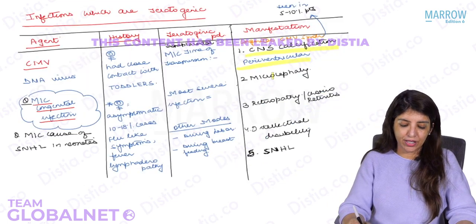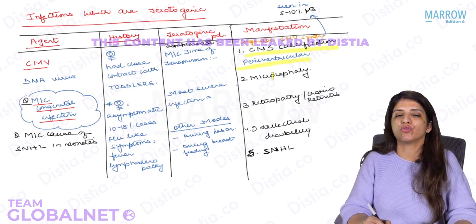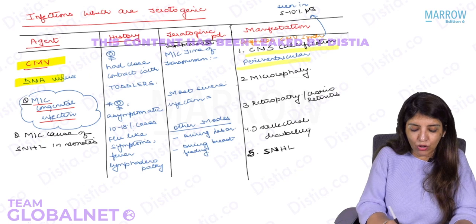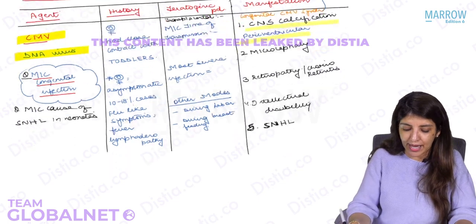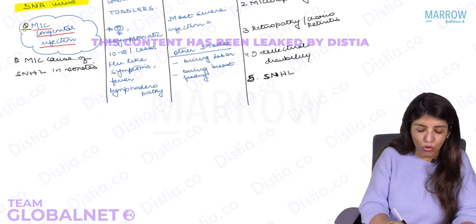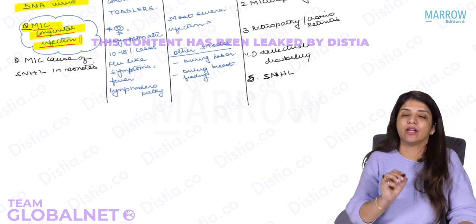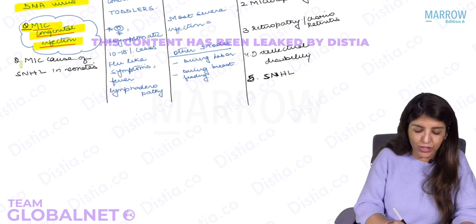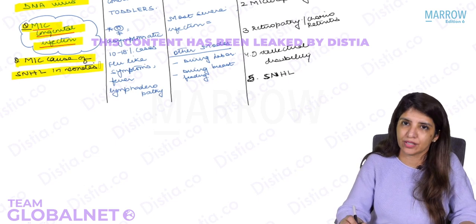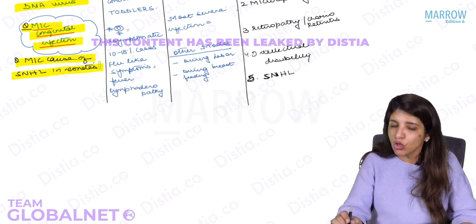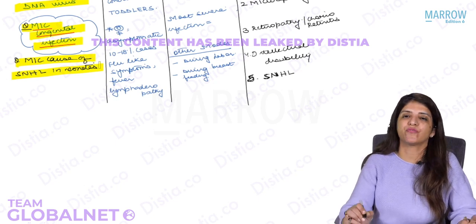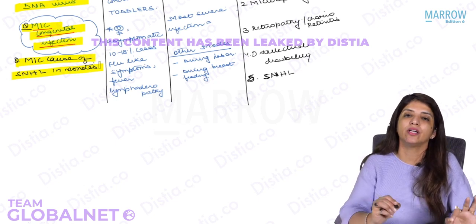Now in teratogenic infections, the first infection which I'm going to talk to you about is a cytomegalovirus infection. Cytomegalovirus is a DNA virus, and there are two very important questions regarding it. Number one, it is the most common congenital infection. Number two, it is the most common cause of sensory neural hearing loss in neonates. So it's the most common congenital infection, and the most common cause of sensory neural hearing loss.